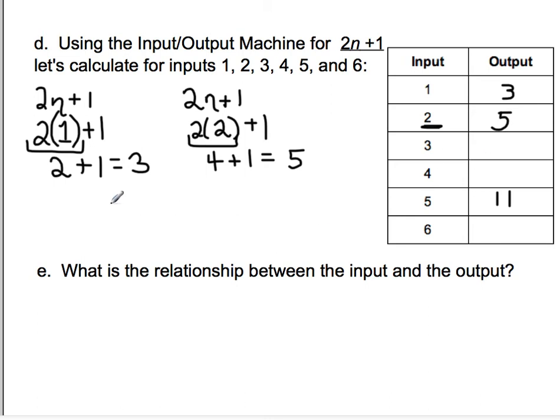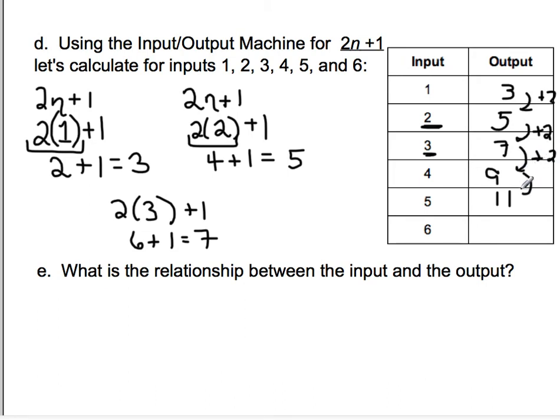Let's do one more. 2 times 3 plus 1, because I'm now saying my number is 3. 6 plus 1 is equal to 7. So now, instead of having to do all of this work, we can start looking at our output pattern. Plus 2, plus 2. Let's try plus 2. Plus 2, that works. And look, we got to our 11, plus 2. So I'm pretty safe to say that this should be 13.